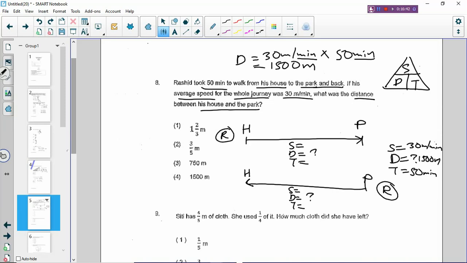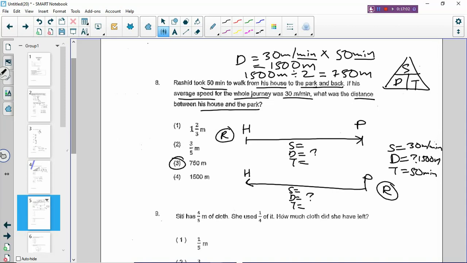But that's not the answer, because it's the total distance going to the park and coming back. Then you must divide by 2. Why divide by 2? Because going to the park and coming back is the same distance. So you will get 750 meters, which is answer number 3. Okay, let's go to number 9.